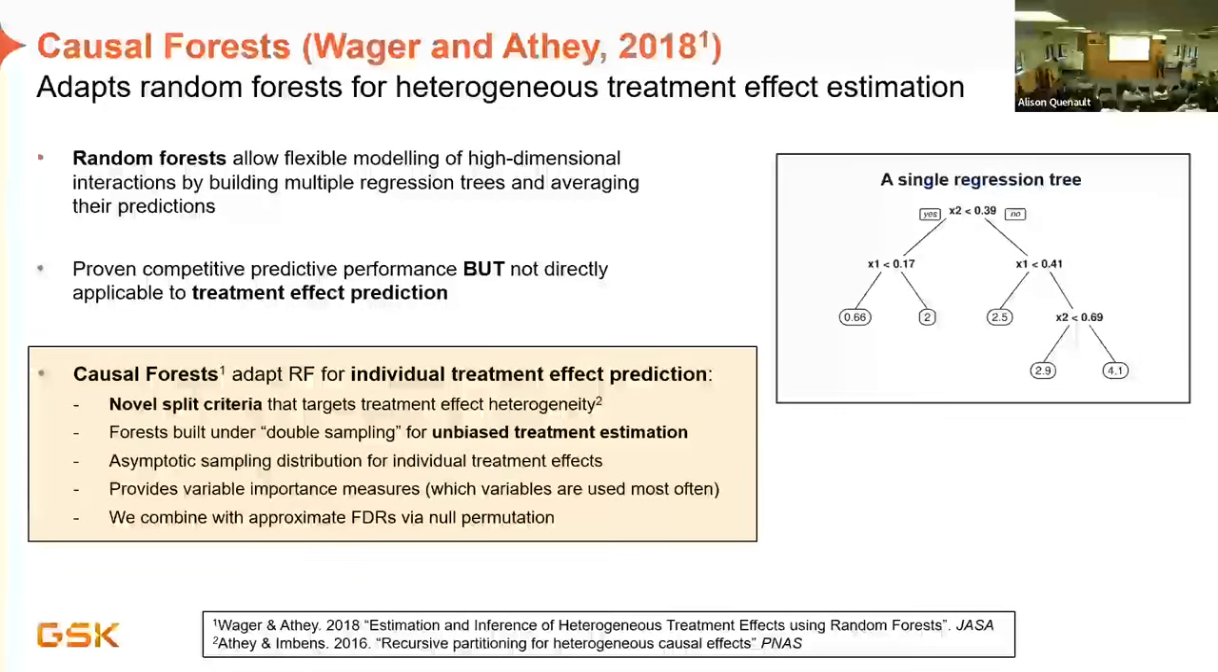And if you think about it intuitively, if you come up with a tree that partitions the data in such a way to maximize variability in treatment effect, you're explaining with your tree as much variability in treatment effect as possible. So it turns out those two things are equivalent, and actually they had some original work on this new criterion.